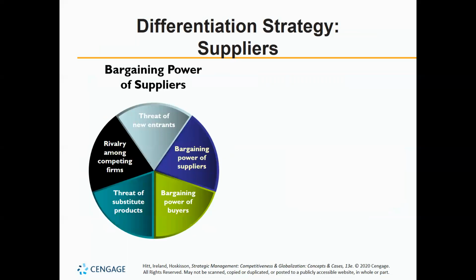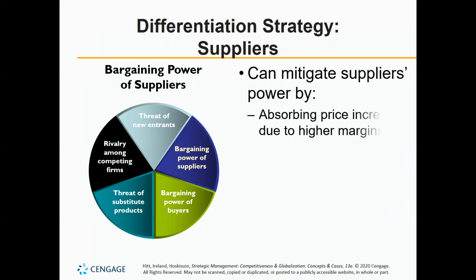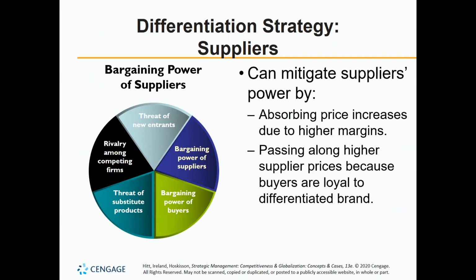We can also consider the bargaining power of suppliers. With a differentiation strategy, this can mitigate suppliers' power by absorbing price increases due to higher margins. For example, Apple has very high margins on its phones, and they're able to pass along higher supply prices because buyers are loyal to the differentiated brand, and they will pay more if it costs more anyway.